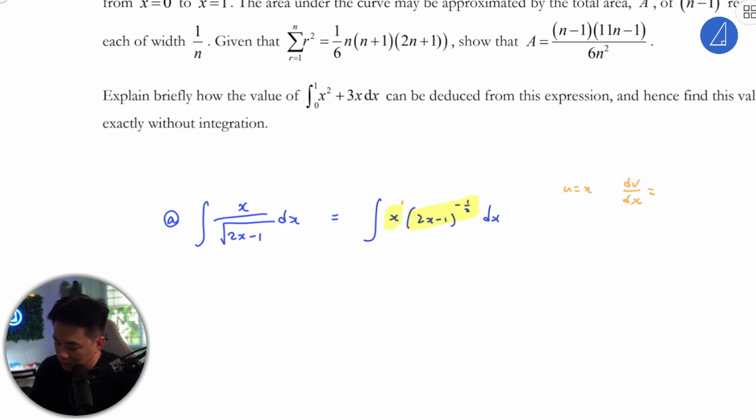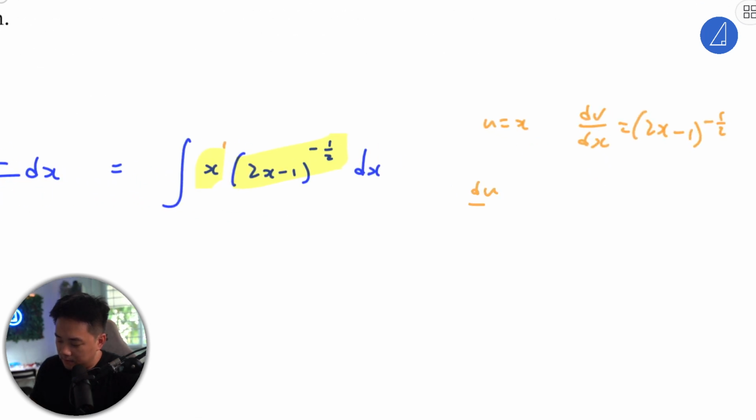Then your dv dx will be the other one, which could be an integer, could be a fraction or so on. So this case is a fraction. So du dx will be 1. dv will just be 2x minus 1 integrated, plus 1 to the power, which is 3 over 2, divided by 3 over 2, then divided by 2, right? Don't forget to divide by 2.